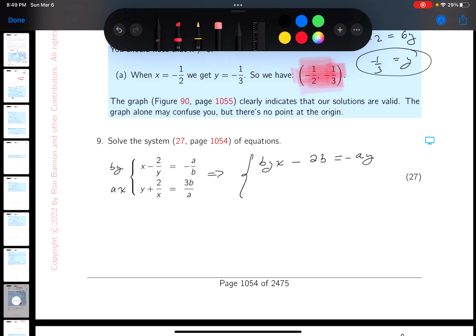Okay, let's do the bottom one. What do you get? Let's see, ayx. Let's see, plus, the x would cancel, so 2a equals, well, the a would cancel, so you get 3bx.